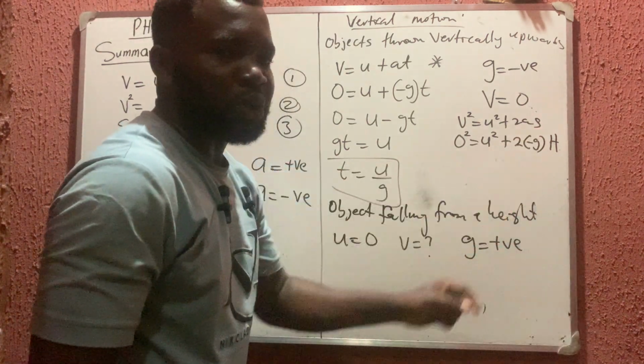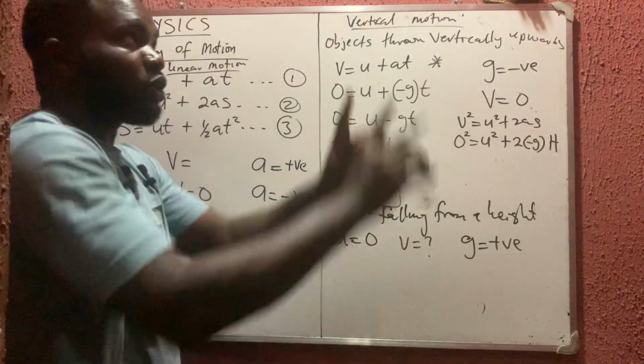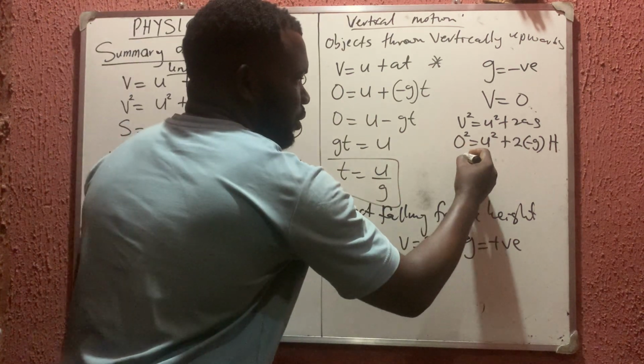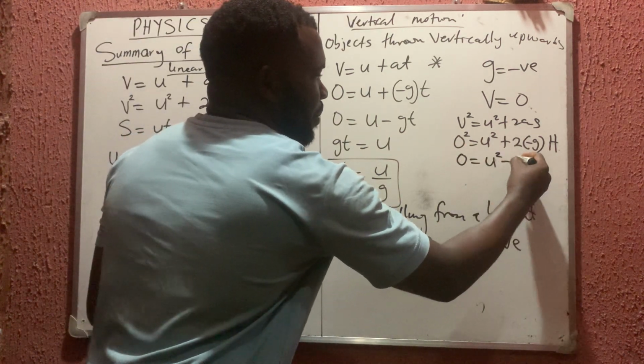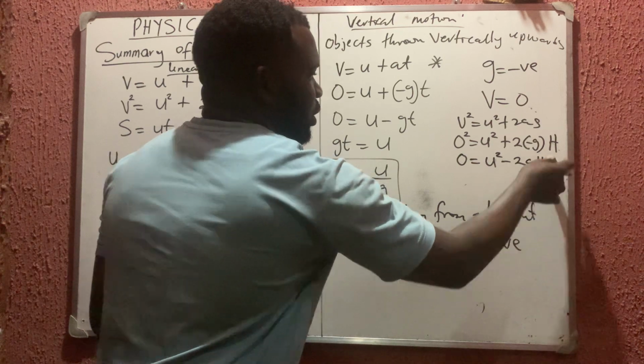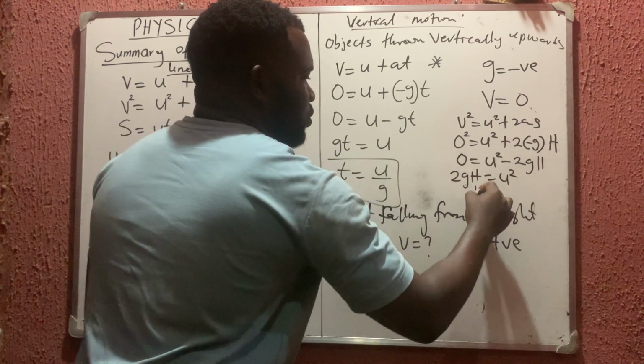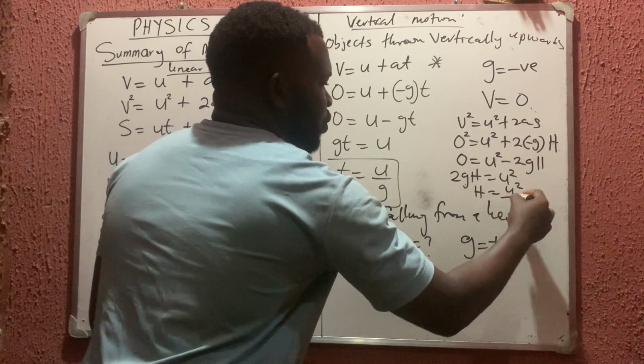Your displacement will turn to height because I'm not moving linearly. I'm talking about something standing up. So it will turn to height. Very simple. So I have that 0 is equal to U squared minus 2gh. This one coming, you have that 2gh is equal to U squared. So my h will now be U squared over 2g.